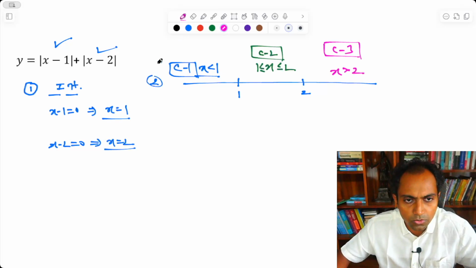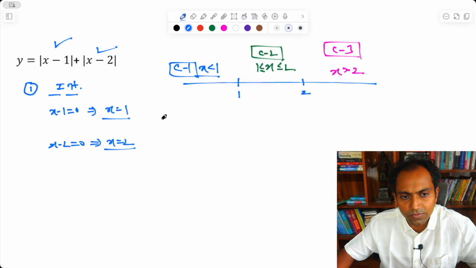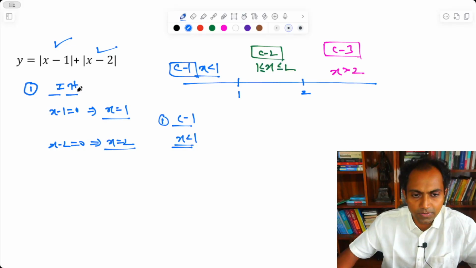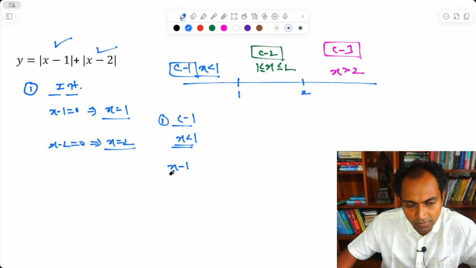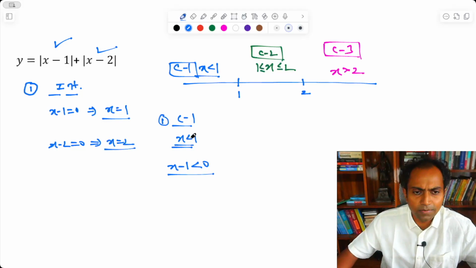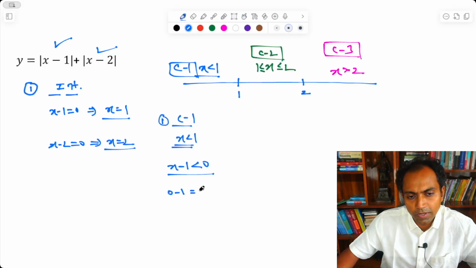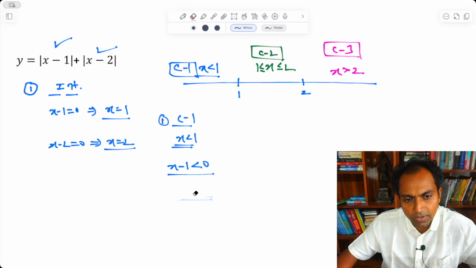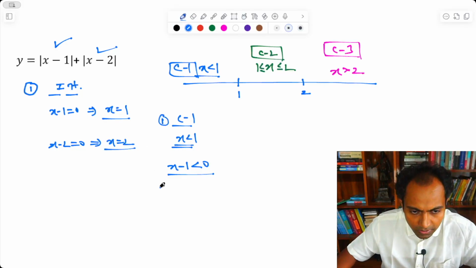Now what we are going to do in this scenario is take each of these cases and solve them one by one. So let us take case 1 first. In my case 1, the values of x are smaller than 1. Now if you are taking values smaller than 1, what will happen to x minus 1? It would be negative. You can check it by putting any value smaller than 1. For example, 0 minus 1 would be equal to minus 1, that is smaller than 0. So if you are putting a value smaller than 1, x minus 1 becomes negative. And once it has become negative, if there is a modulus sign in front of it, that would be interpreted as nothing but with a negative sign.